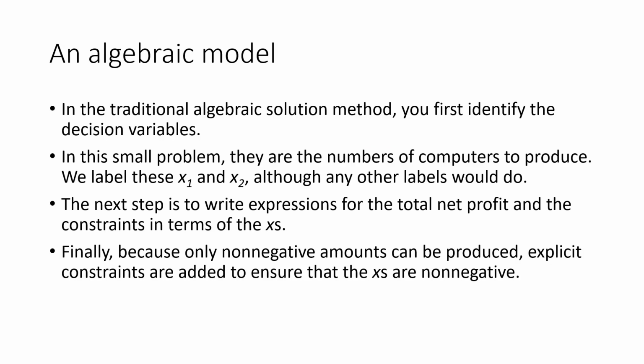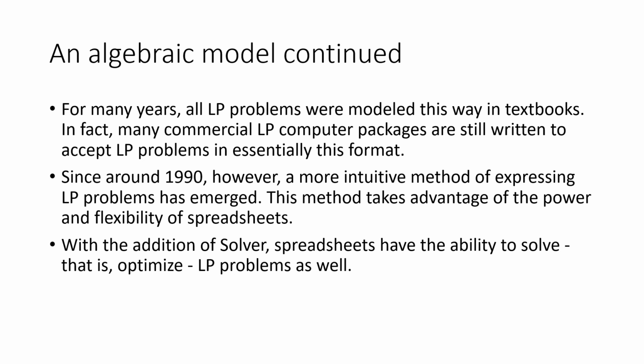In an algebraic solution, you would first identify the decision variables. In this problem, it's actually fairly straightforward. It's the number of computers to produce, and you could label these x1 and x2. The next step is to write out expressions for the total net profit, as well as the constraints, and finally, because only non-negative amounts can be produced, you could set up explicit constraints as well to make sure that the x's are greater than or equal to 0. For many years, in fact, linear programming was solved this way.